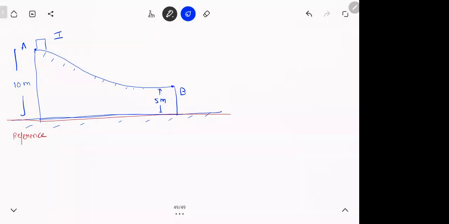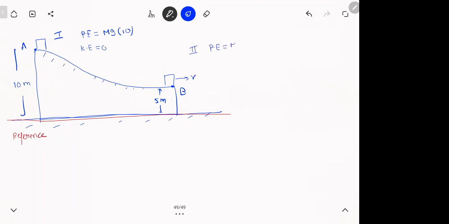This is my state 1. Potential energy, mgh, h is the height from the ground frame, so mg10. Kinetic energy, 0. You're starting from rest. When the block comes here, the speed is v. State 2. This is my final state.